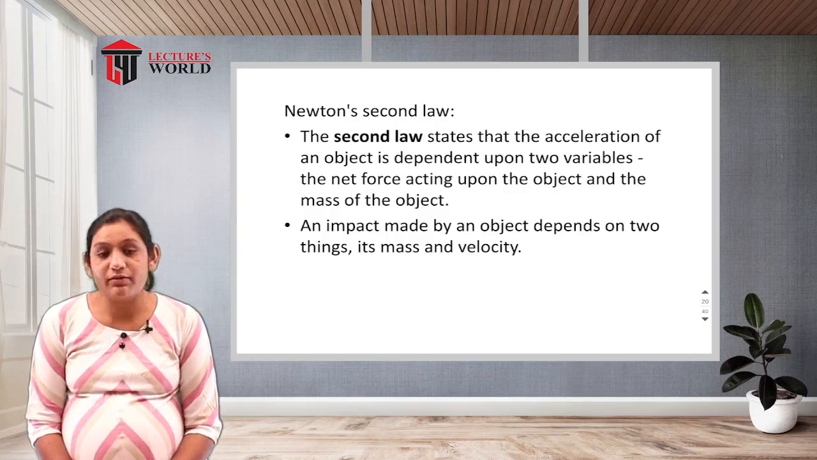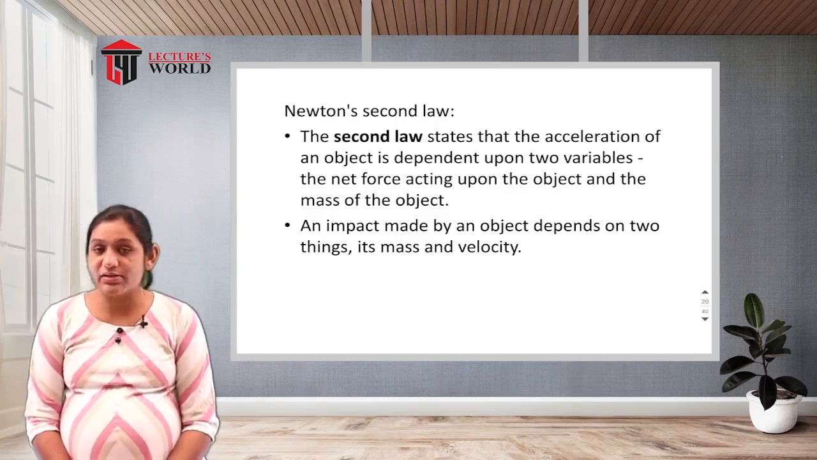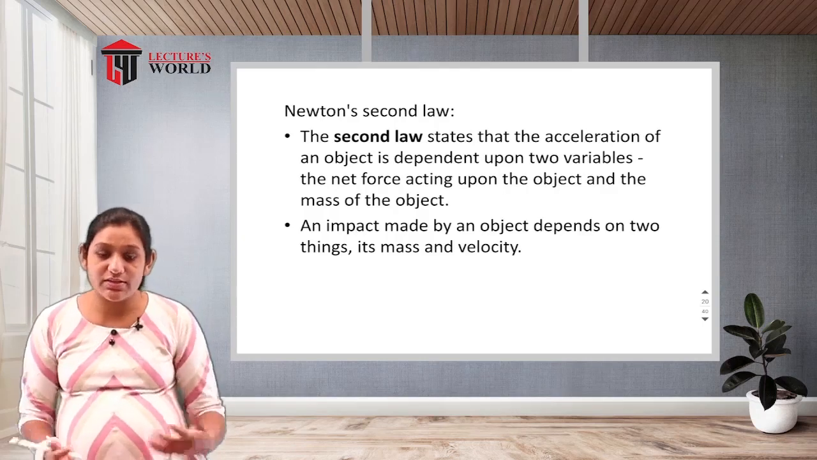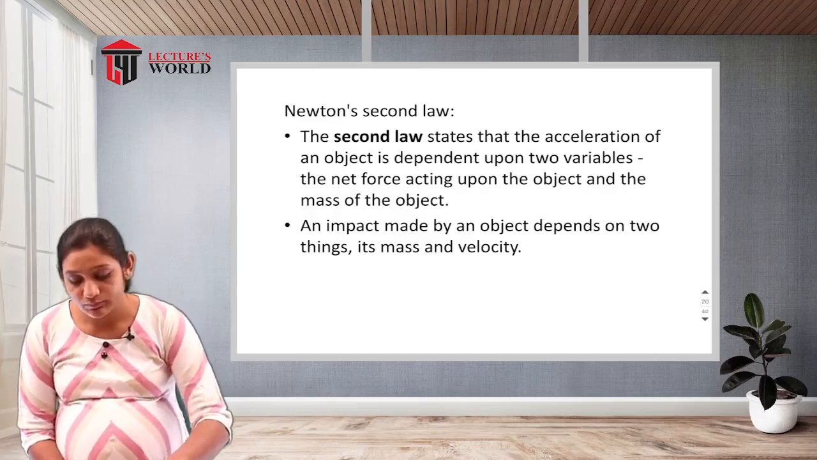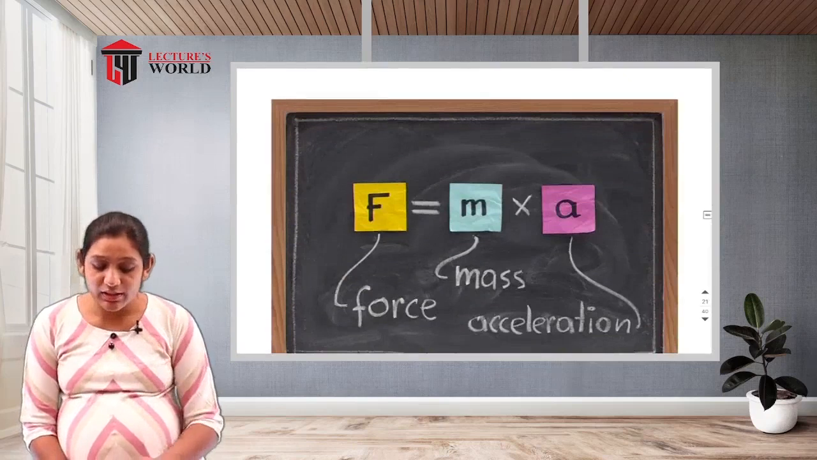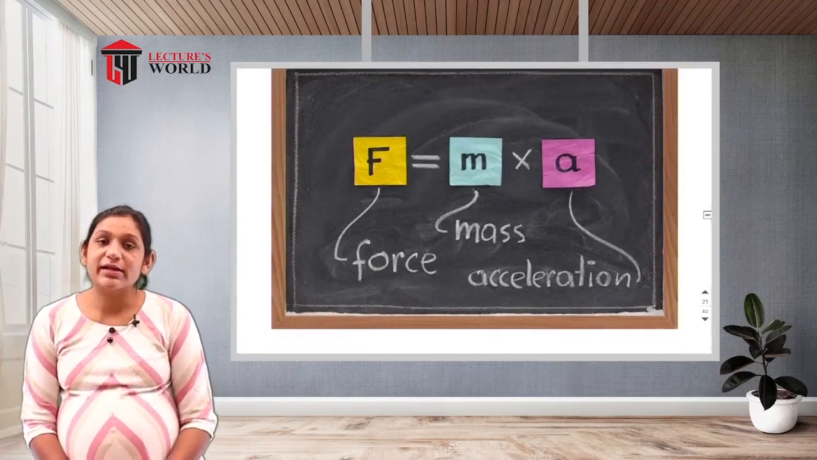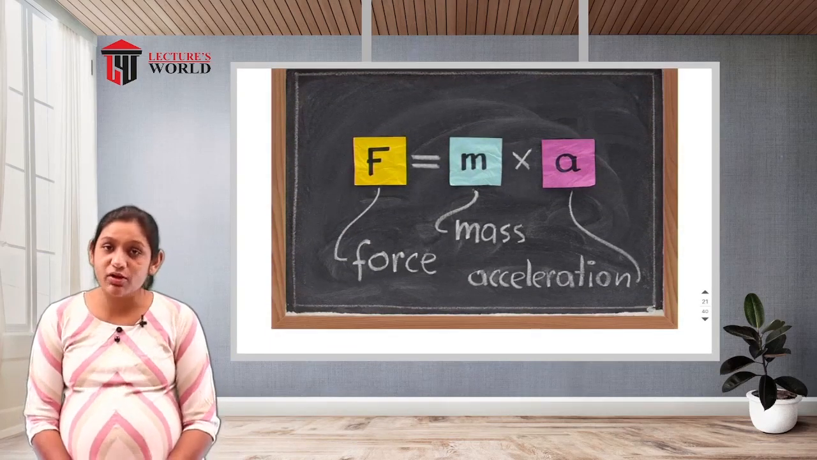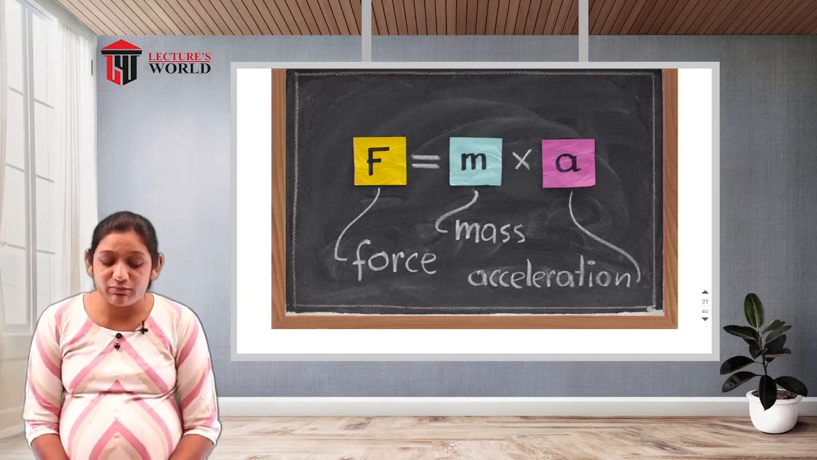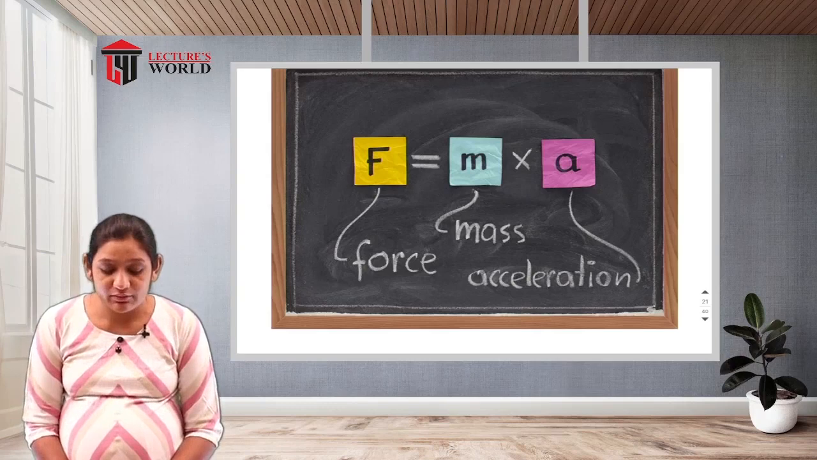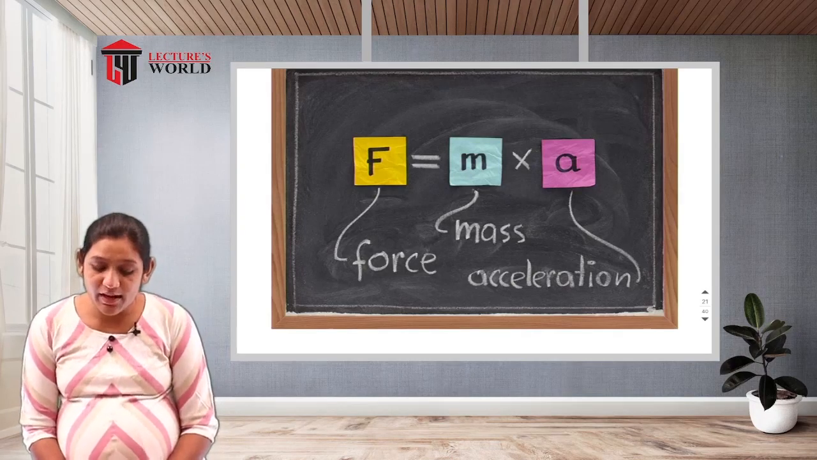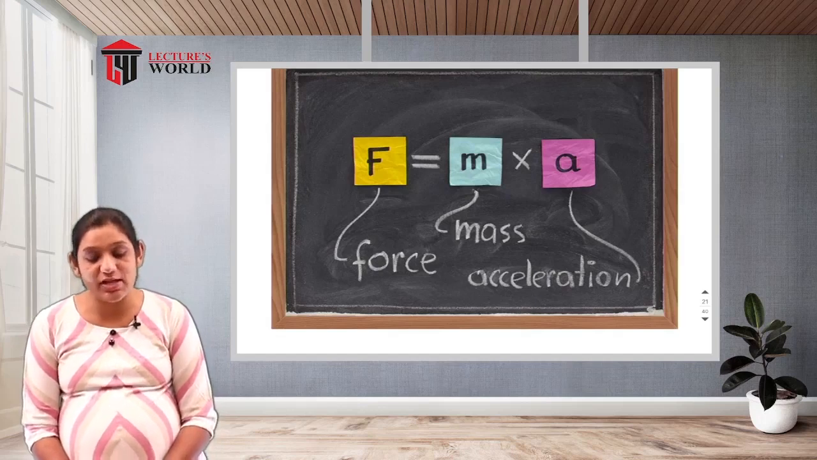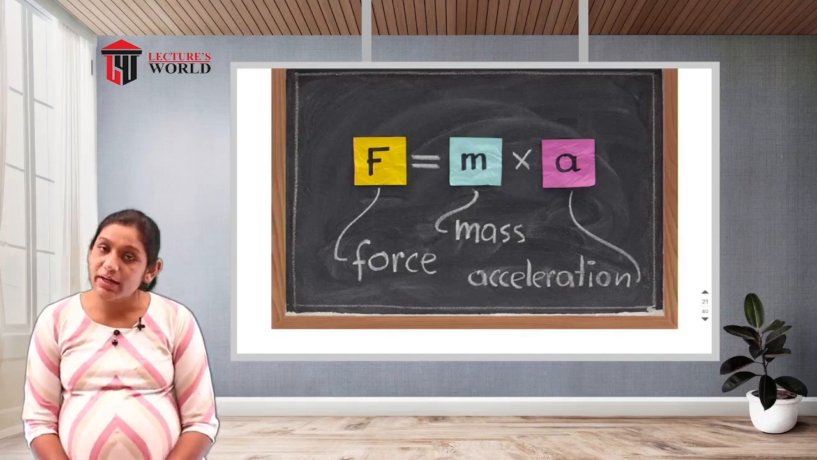This means the impact made by an object depends on two things: its mass and its velocity. Next, here is the calculation factor of the formula given here: F is equal to m into a. F represents the force, m is the mass, and a is the acceleration. So this is F equals m into a.